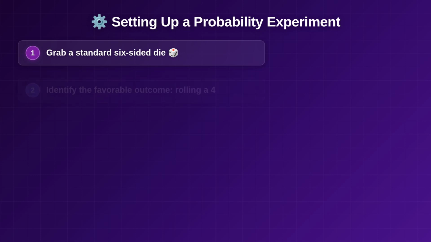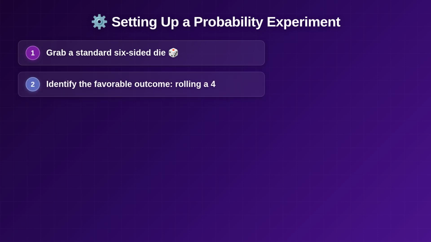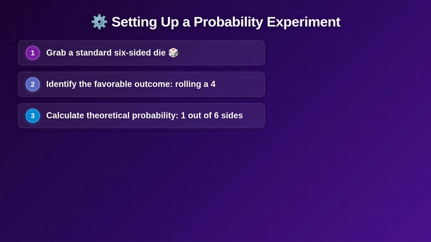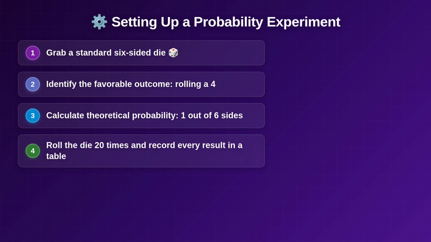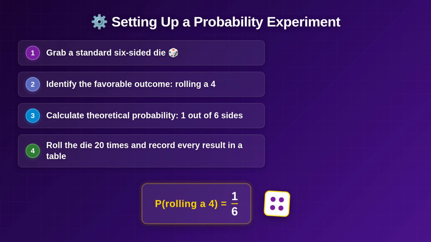Maya decides to level up her experiment. Instead of just flipping a coin, she grabs a standard 6-sided die. She wants to find the probability of rolling a 4. First, theoretical probability. There's 1 four on the die and 6 total sides, so the theoretical probability is 1/6. Then she rolls the die 20 times and records every result carefully in a table.